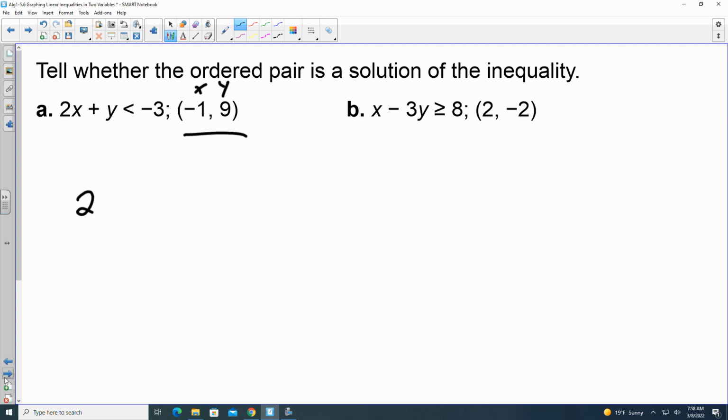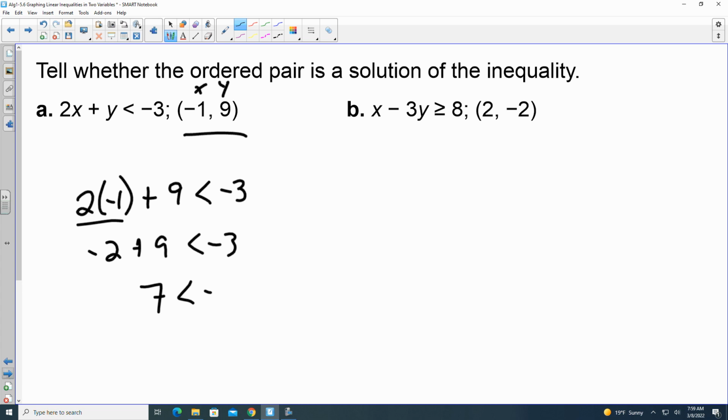So 2 is going to be multiplied by -1 because that's what x is, and then we're going to add it to 9, which is y. We want to see if that is going to be less than -3. Order of operations tells me that 2 times -1 is -2, and I add it to 9, and now I have 7 is less than -3. Is that true or is that false? This is false. So that means that (-1, 9) is not a solution.